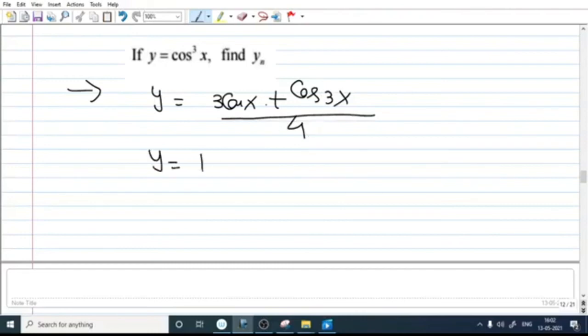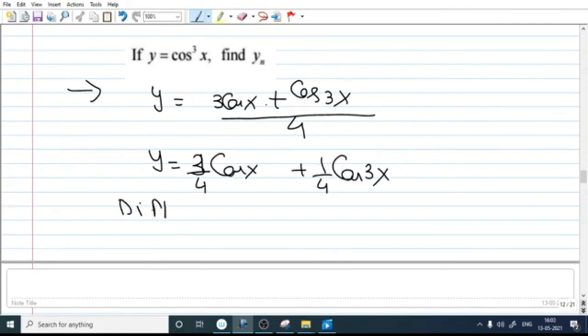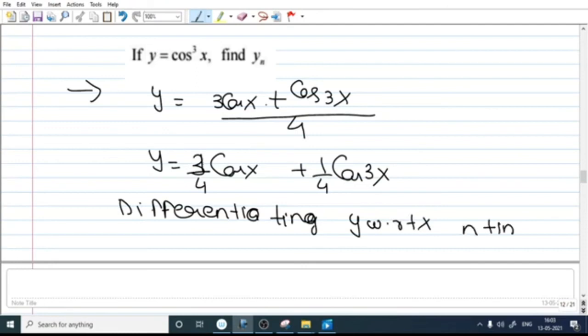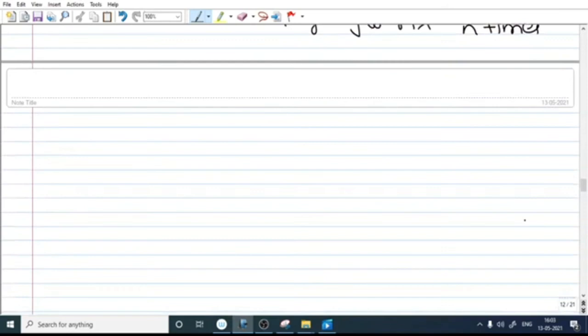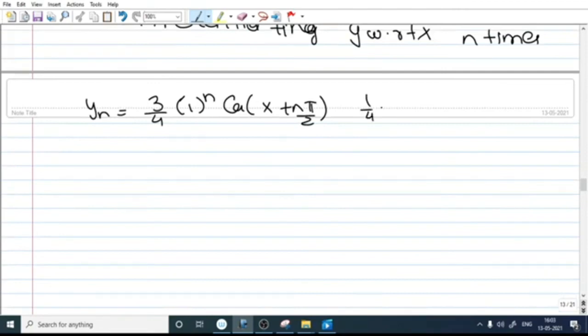After this we will move the denominator, so it will be 3 by 4 cos x plus 1 by 4 cos 3x, okay. After this what we are going to write? Differentiating y with respect to x n times. So if we differentiate with respect to x n times, what we are going to write here? Yn equals 3 by 4, okay. Here what you can see, the cos x has 1 power n into cos of ax plus b, means x plus n pi by 2. After this here what you have? Plus 1 by 4, 3 power n, a is 3, cos of 3x plus n pi by 2. So this is our answer.